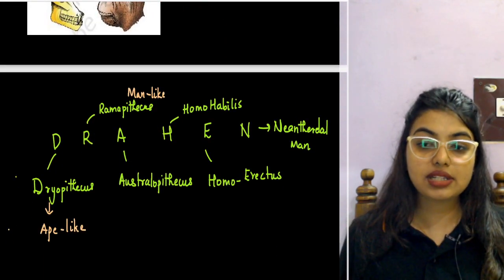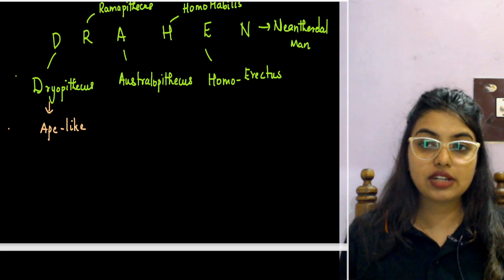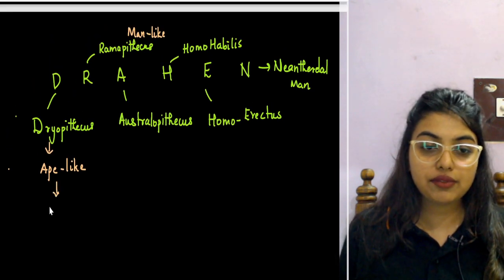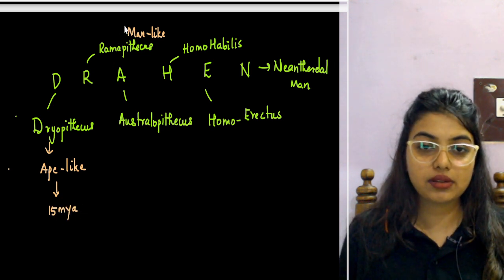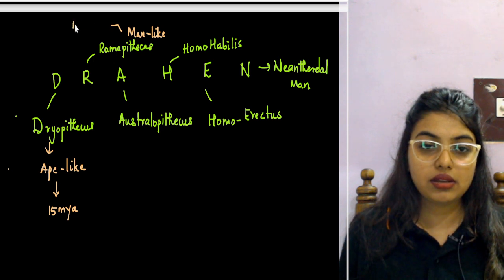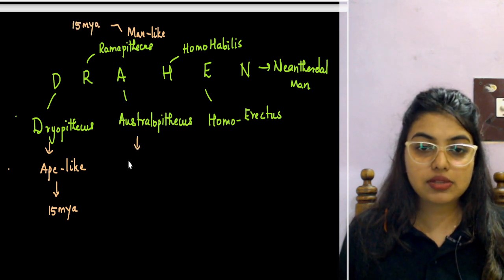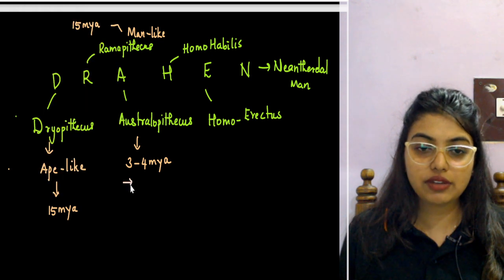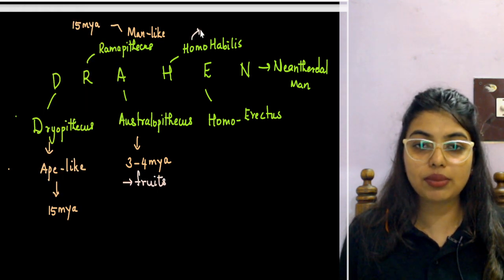So from here, what do you understand? These two people, who is that? Dryopithecus and Ramapithecus. These people were found 15 million years ago. Then Australopithecus were around 3 to 4 million years ago. Again, these were also hunting and they were also veg. Okay, they were also eating fruits and other things. And these were called the first man-like.